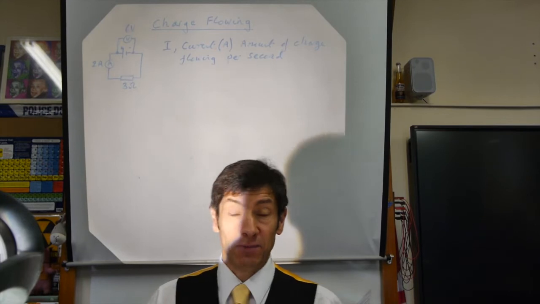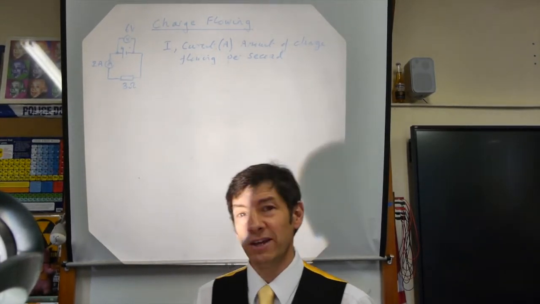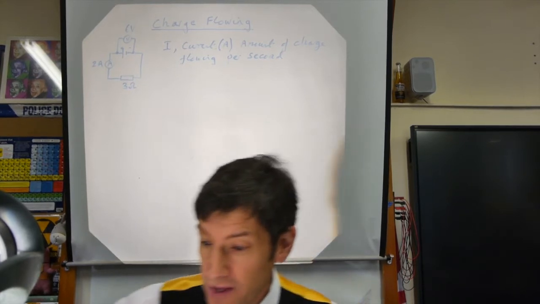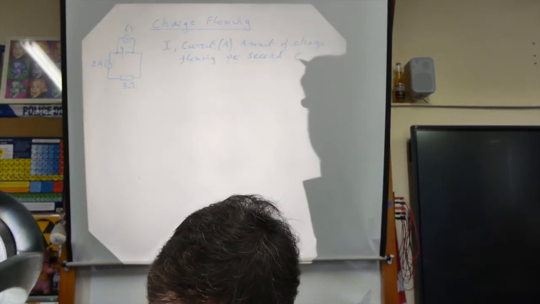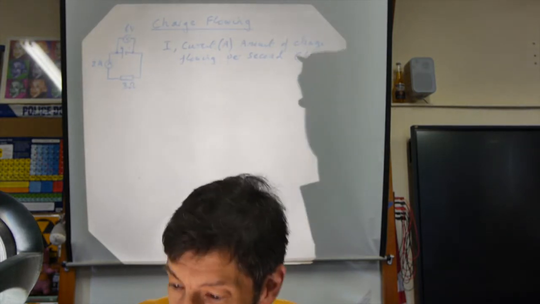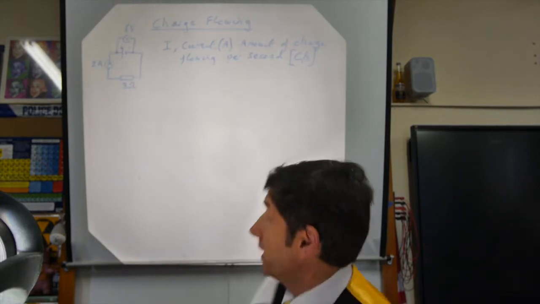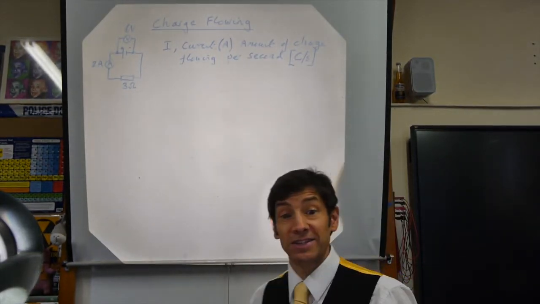Now, it's a bit tricky, this. Do you remember what charge is measured in? Charge is measured in coulombs. So it is the number of coulombs flowing per second. It might be helpful to remember that little bit, and we'll deal with that in a second.